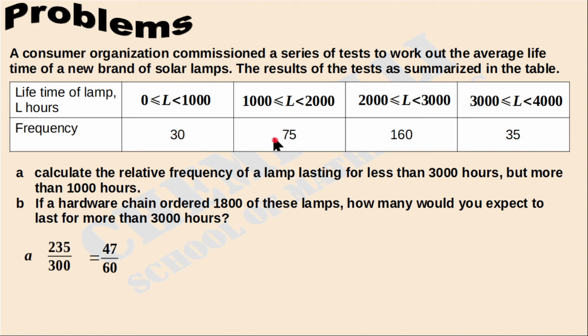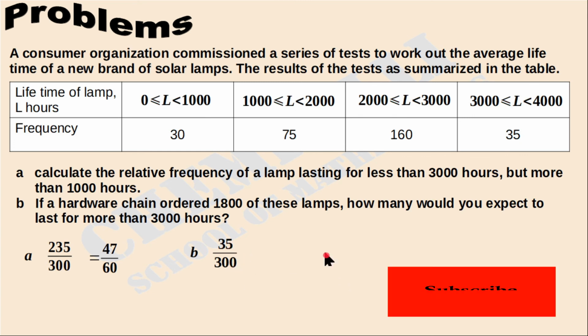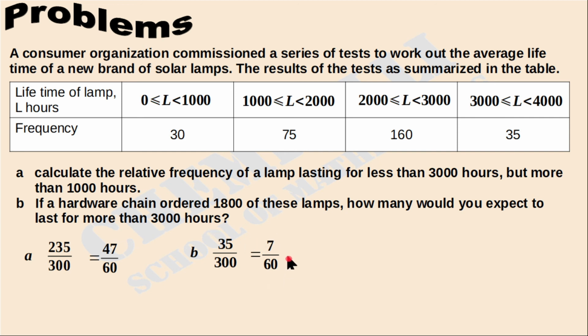Then we know the total, which is 300. By using this table, we first find the probability of a lamp lasting more than 3000 hours. That means 35 divided by 300. We can write 35 divided by 300 in reduced form, and we get 7 by 60. Now we have the experimental probability, or relative frequency, of a lamp lasting more than 3000 hours.